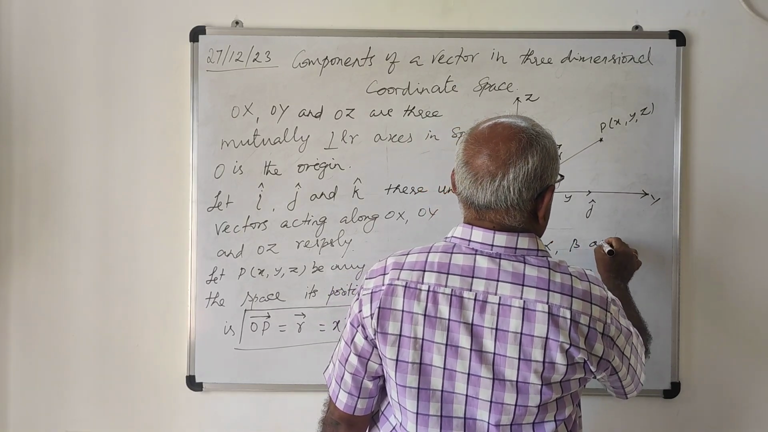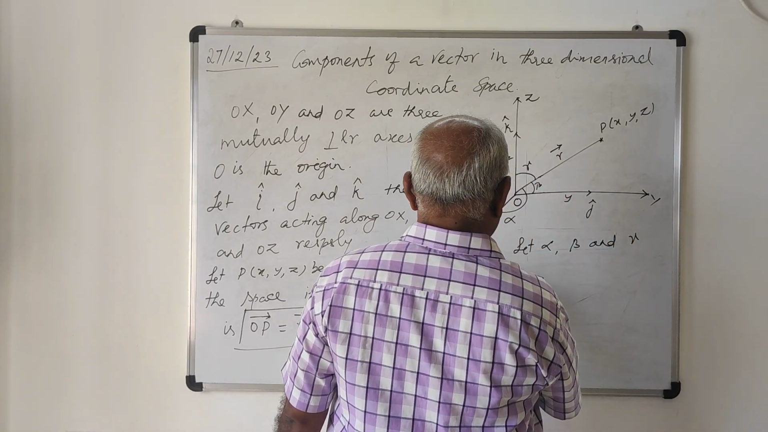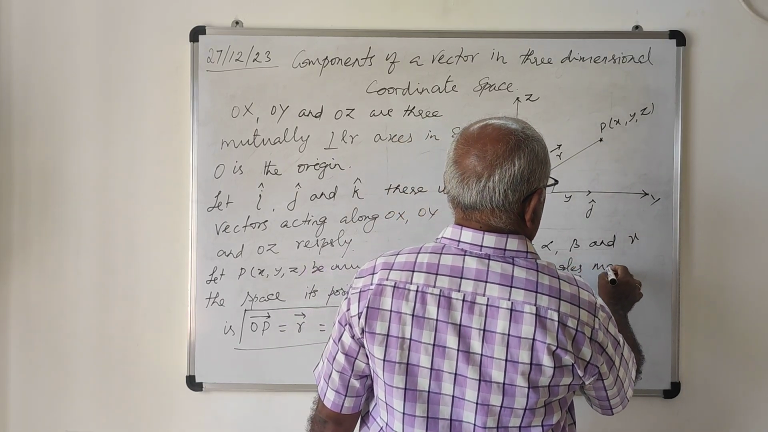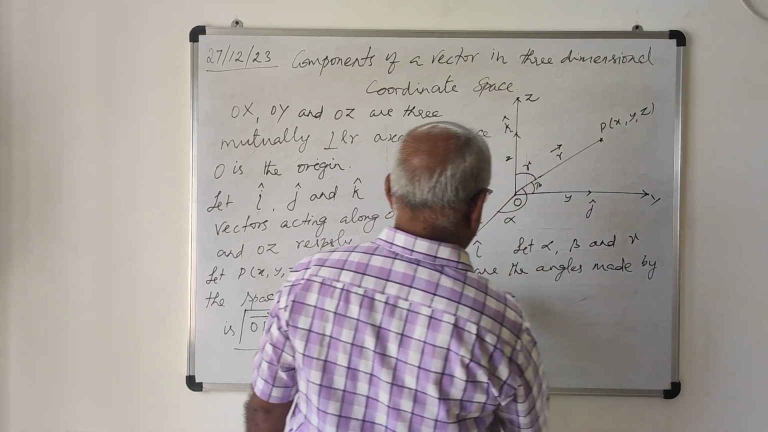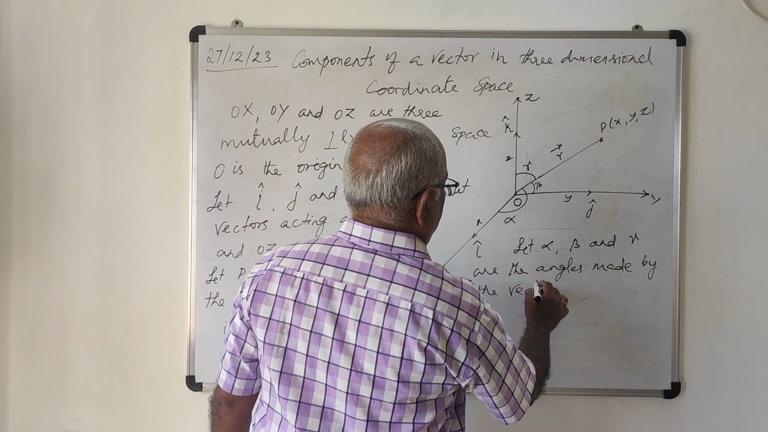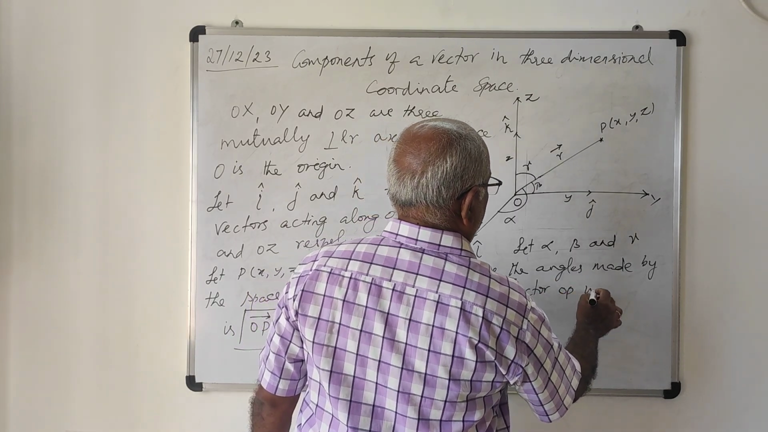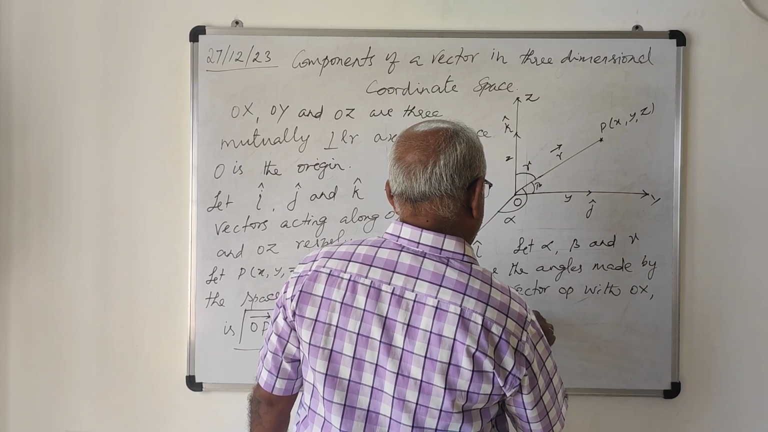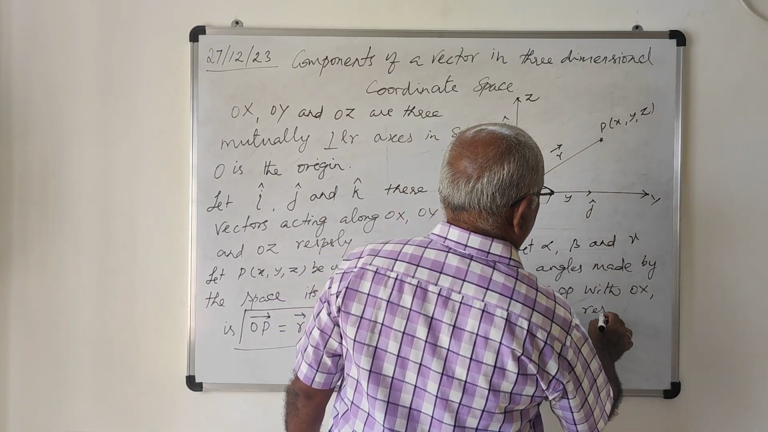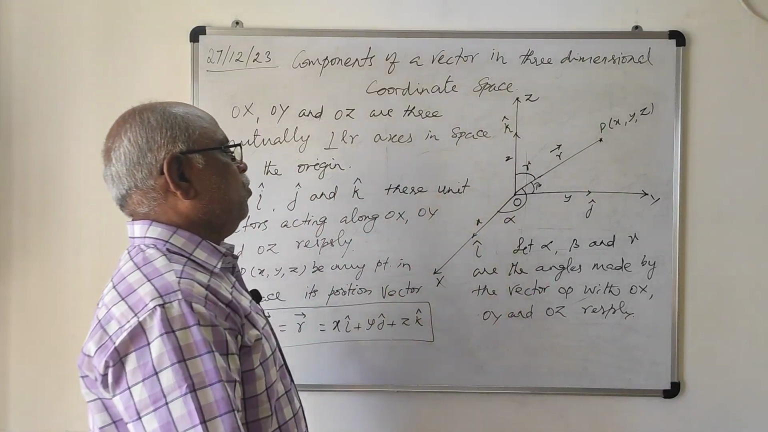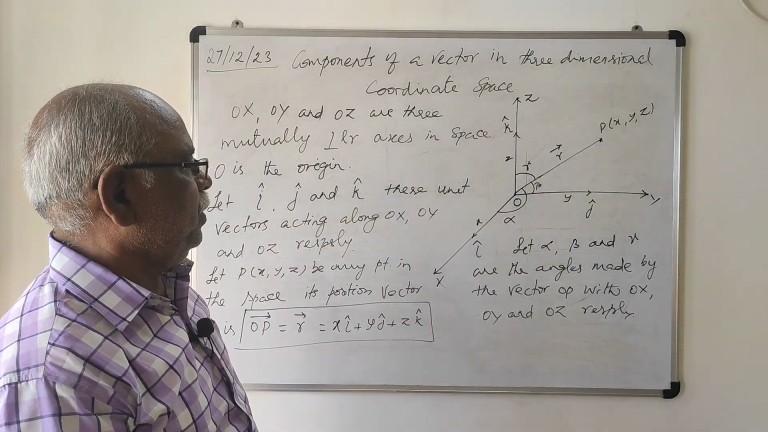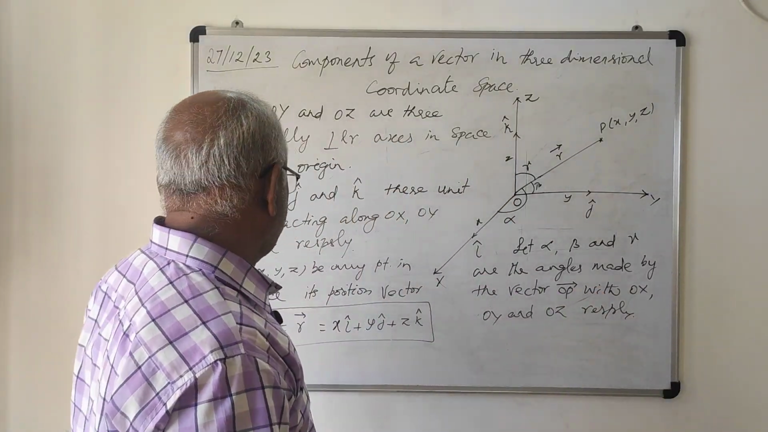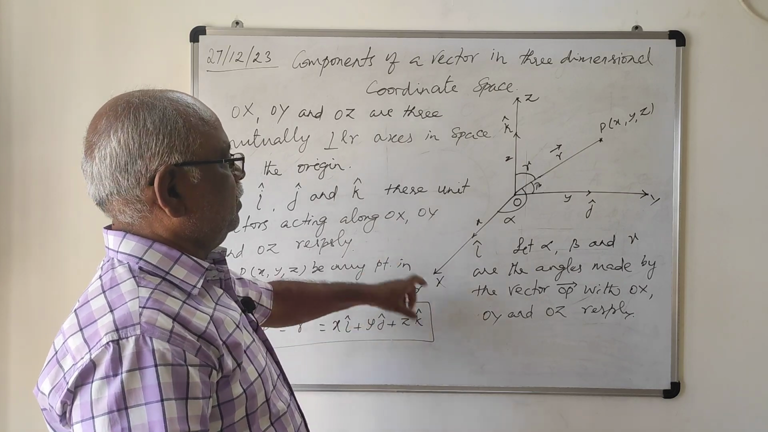Let alpha, beta and gamma be the angles made by the vector OP with the coordinate axes OX, OY and OZ respectively. Therefore, the R vector is xi plus yj plus zk.